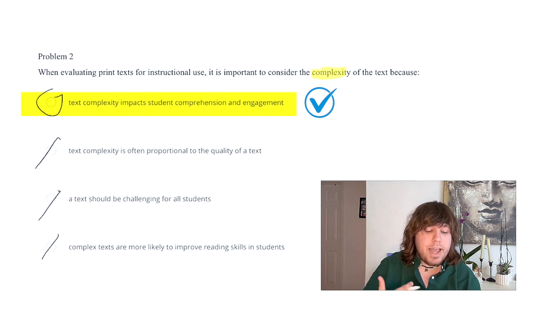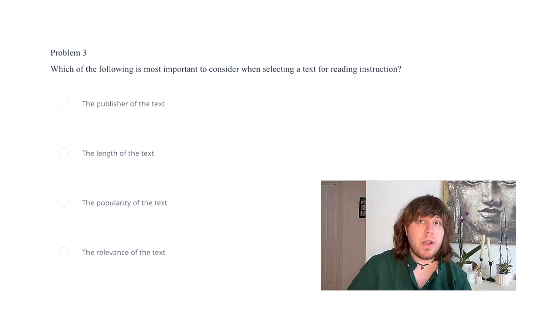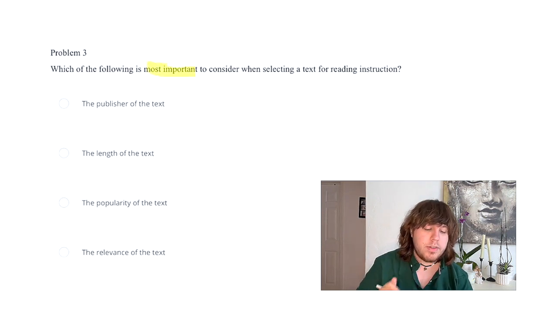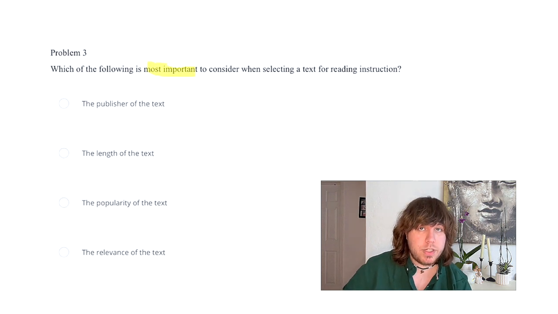Text complexity impacts student comprehension and engagement because if a text is too complex, a student won't be able to engage with it. And if a text isn't complex enough, it will bore them. Problem 3 says, which of the following is most important to consider when selecting a text for reading instruction? That phrase, most important, tells me that one or two of these answer choices might be kind of important, but we're looking for the most important one. In other words, we're looking for the best answer choice, all right?